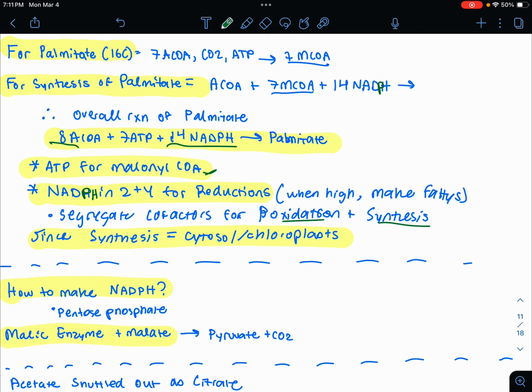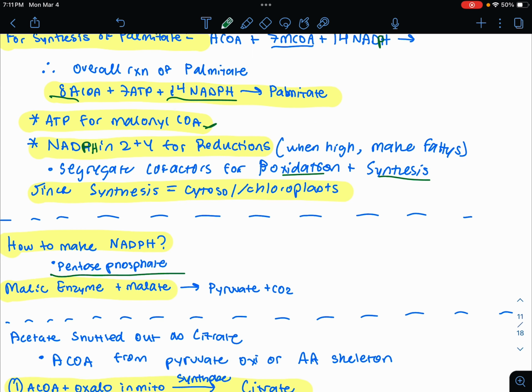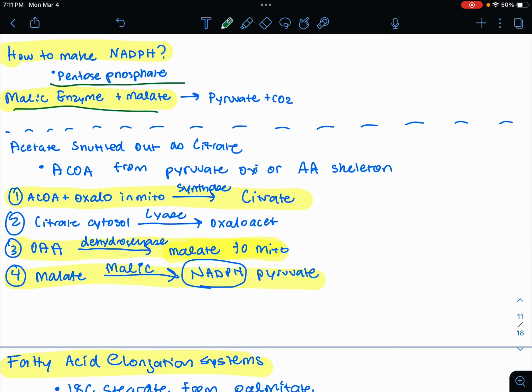Okay, so how do we make this NADPH? So we talked about the pentose phosphate pathway before, where we're going to be taking glucose 6-phosphate, and then it's going to go through that process, make a ribose, and then NADPH. However, we also have this malic enzyme plus malate, and that will result in pyruvate plus CO2 at the same time as creating some NADPH. All right, the acetate is shuttled out as citrate.